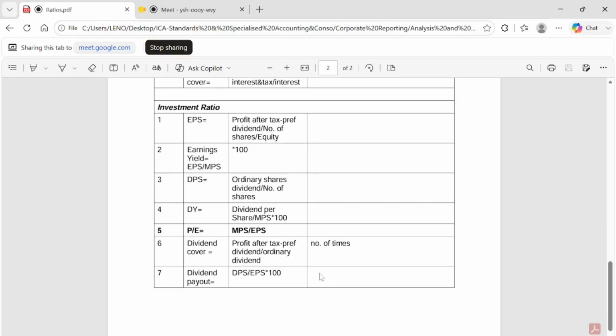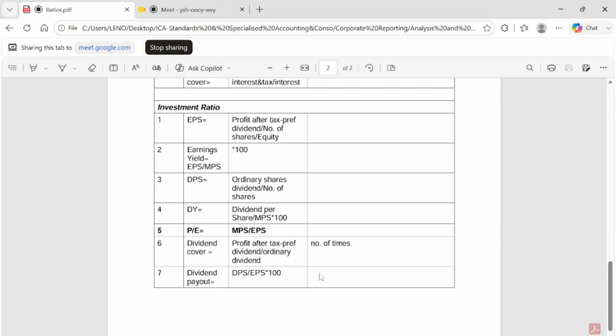You can also say that the investor can use that one to check whether the value per share of the company is cheap or expensive. You can use that one to check that.